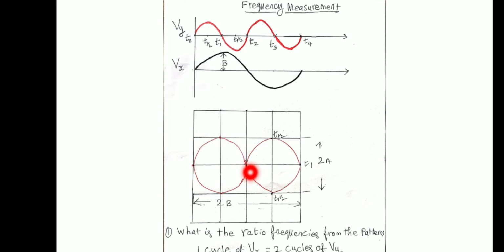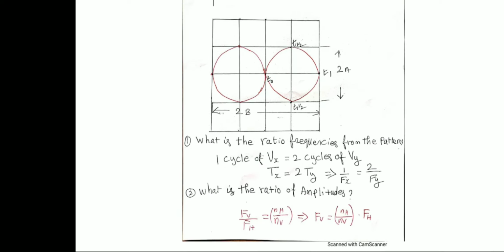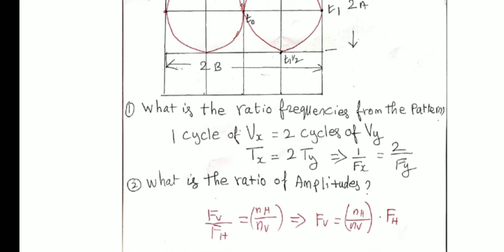When a different frequency signal is given to Vx and Vy, that is Vy equal to 2Vx, 2 times Vx, so Vy is greater than Vx. So when you give like this, you get 2 circles in the horizontal direction. Okay. So now how to estimate the frequency?